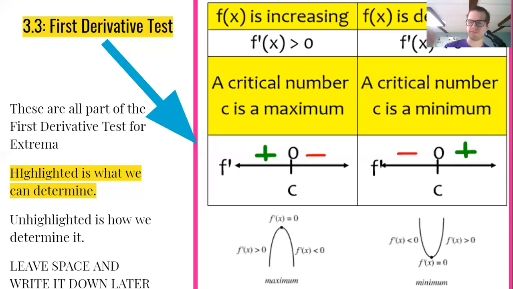If I want to find out if a critical number is a maximum, then I need to see the derivative change from positive to negative. Now that's how you can also look at that in the sign chart, and that's why I like pointing out the sign chart, because you can see that there.